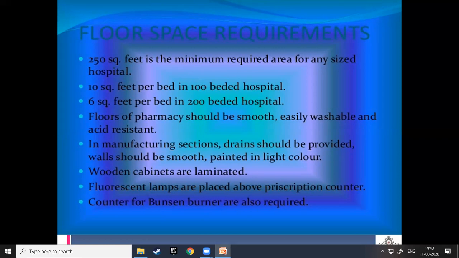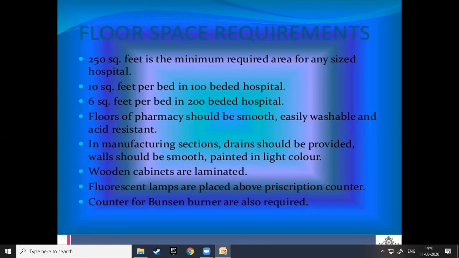The floor of the pharmacy should be smooth, easily washable, and acid resistant. In the manufacturing section, a drain should be provided, and walls should be smooth, painted in a light color. Wooden cabinets are laminated. Fluorescent lamps are placed above the prescription counter, and a counter for Bunsen burner is also required.